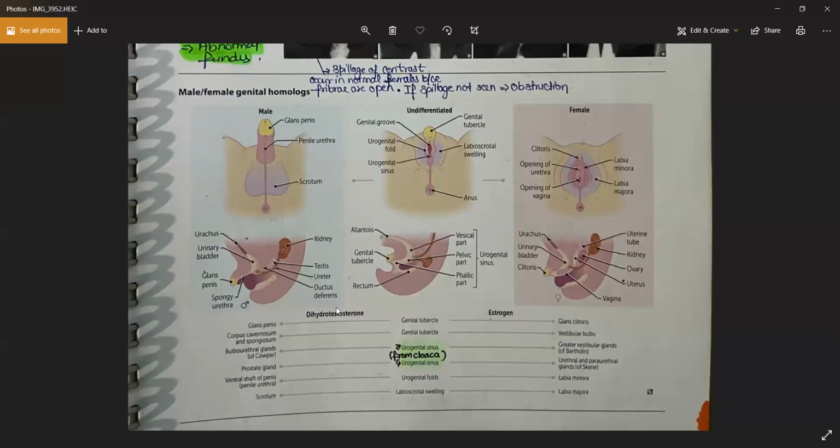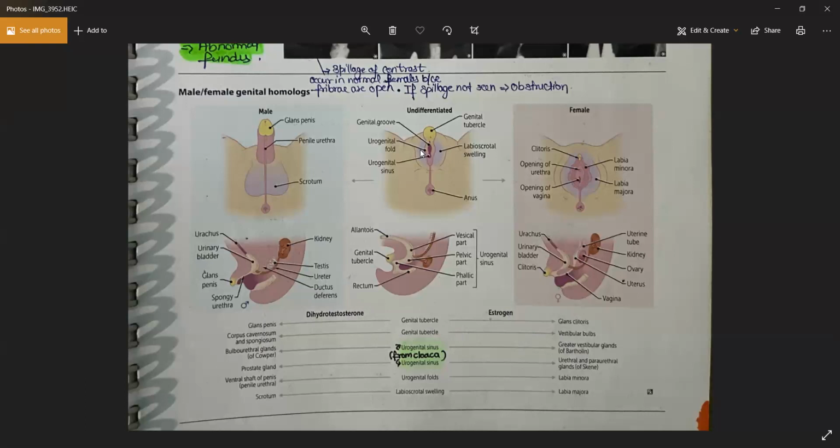If the dihydrotestosterone is available, then these tubercles will form the penis and the corpora spongiosum and cavernosum. As you can see, this is the tubercle. Then you have the sinus, the central part. Surrounding the sinus, you have the fold. Surrounding the fold, you have the swelling. So: tubercle, sinus, fold, swelling.